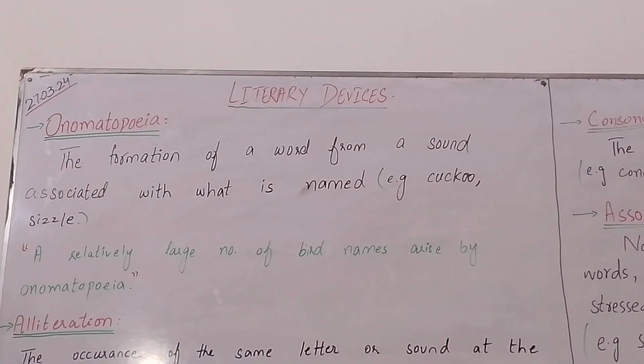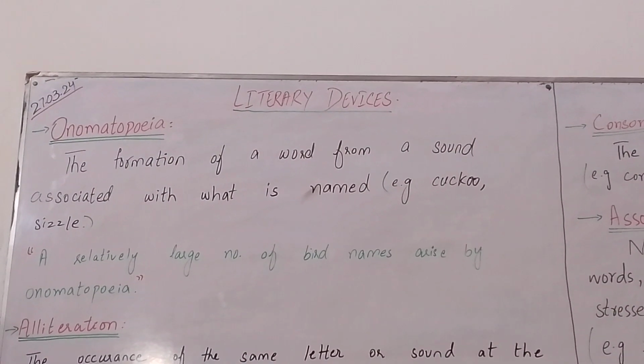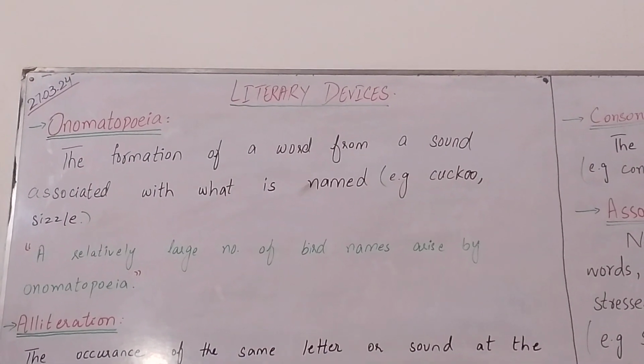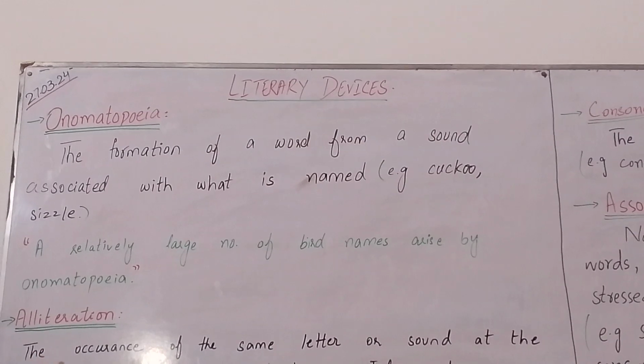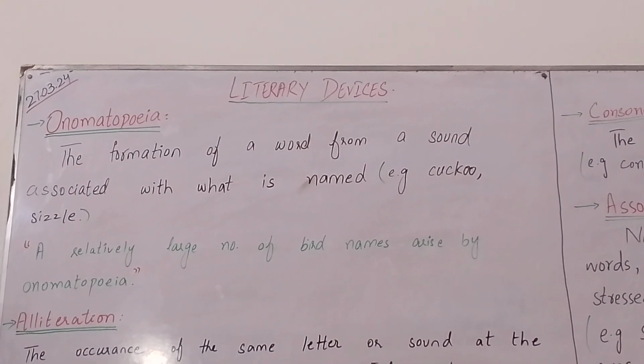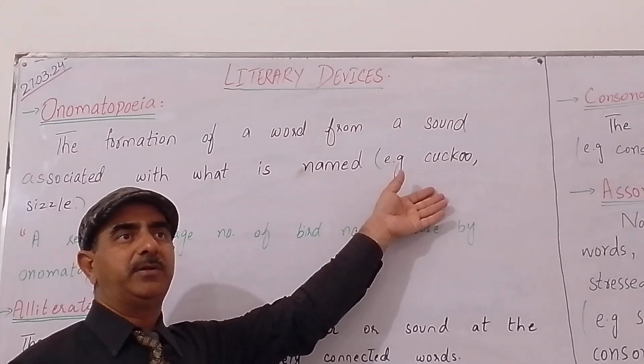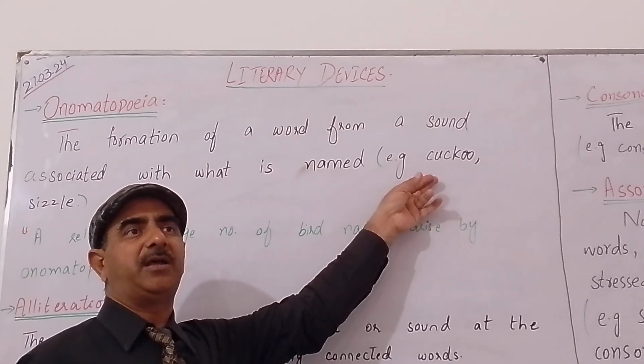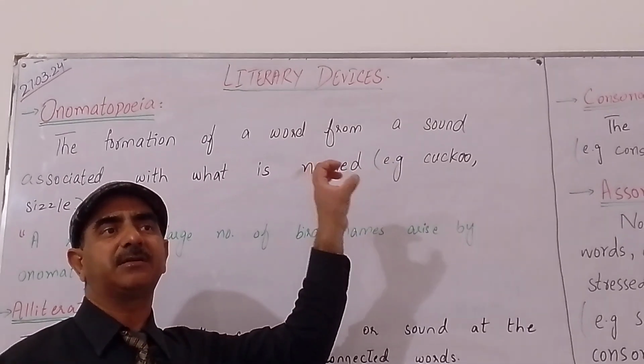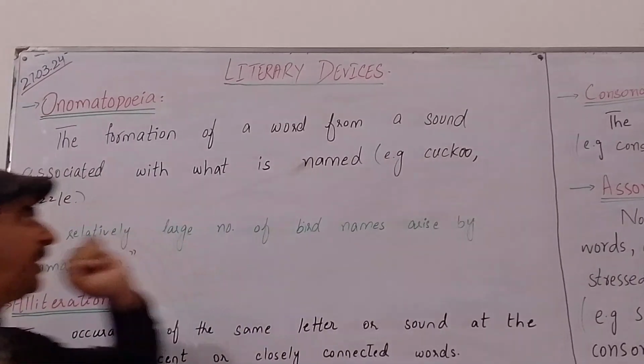For example, onomatopoeia. Onomatopoeia is a device in which sounds are written. Like there is a bird cuckoo, and the sound he emits is called cuckoo. Clear?